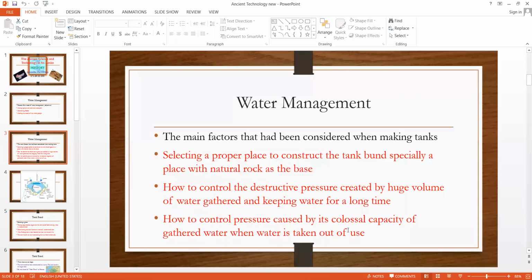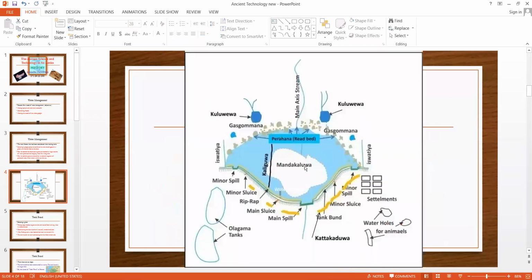That means actually this is distributing water. This is what? Distributing water. So we can see this is a relation. So this is the start of the tank. Now this is the tank.